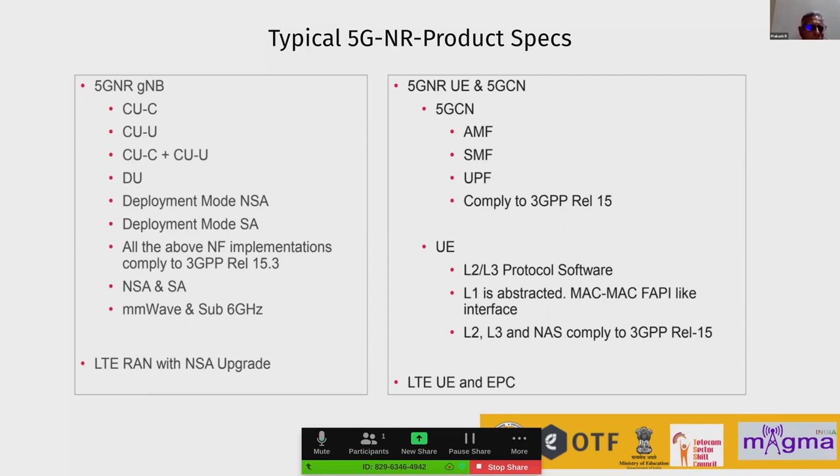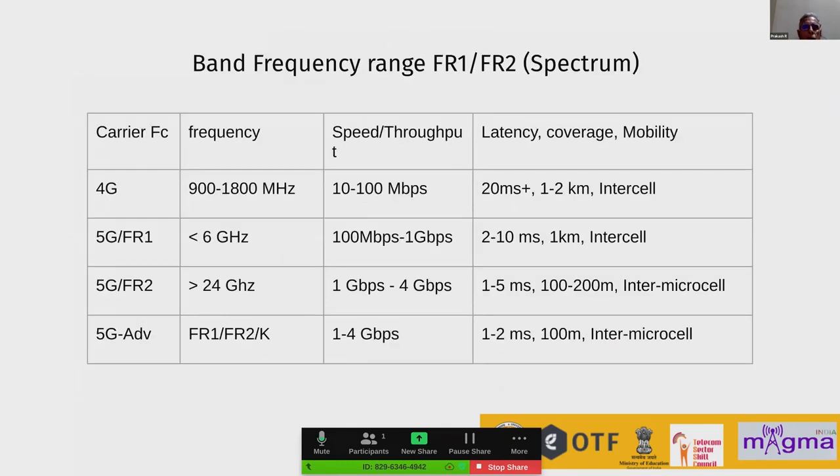You can also have millimeter wave, which is in the 24 gigahertz range. So a product typically has specs for the UE, either for the EPC or the 5G core network on the core side of it. On the radio side, gNB is split into various modules, and you need to be able to upgrade this to operate if you are going with the NSA model. So for band frequency ranges, there are two specific mentions: frequency range 1 and frequency range 2, called FR1 and FR2.